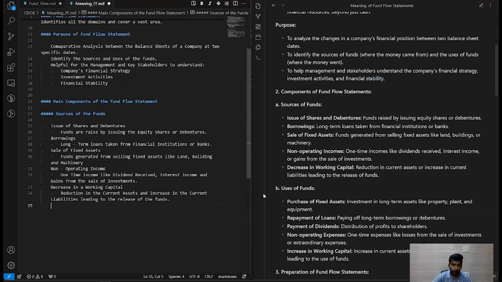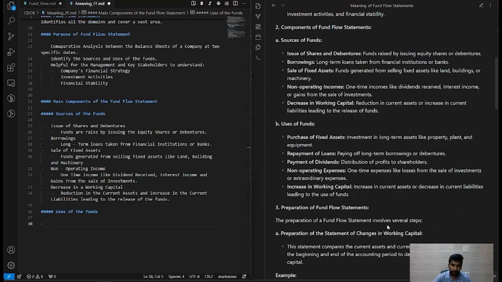Now we shall talk about another aspect which is as important as the sources, which is the uses of the funds. For uses of the funds, the following heads are there where the sourced funds can be used.